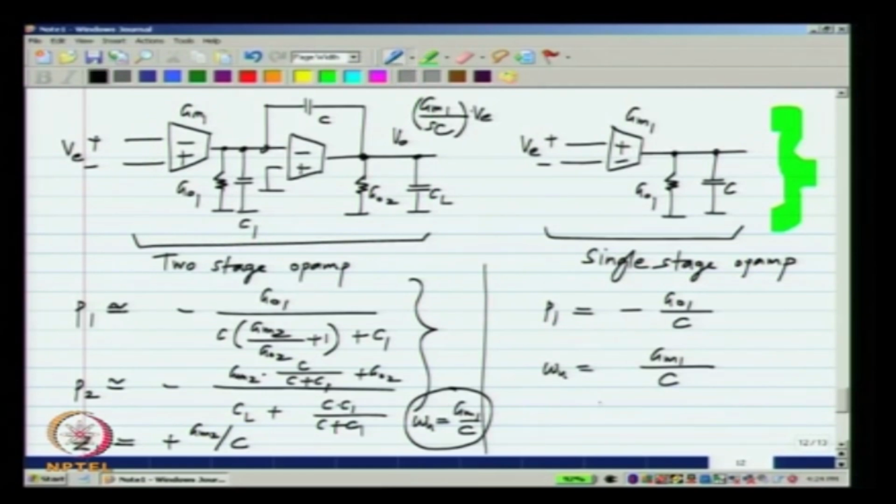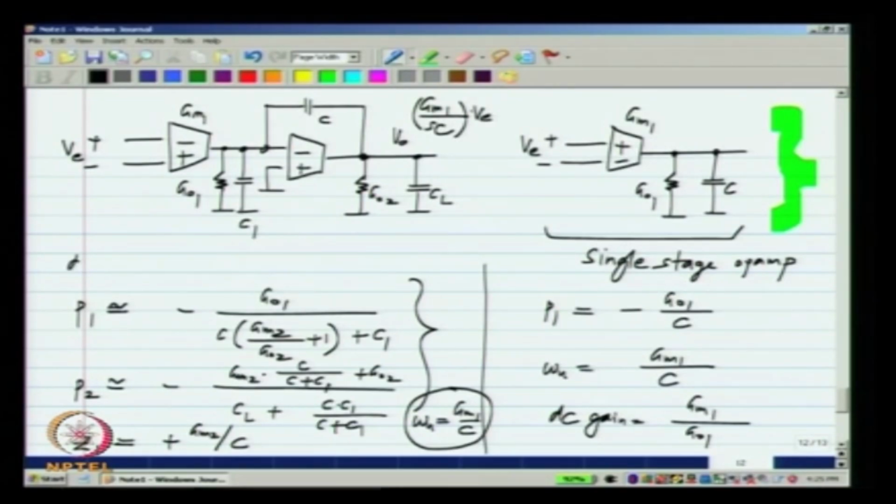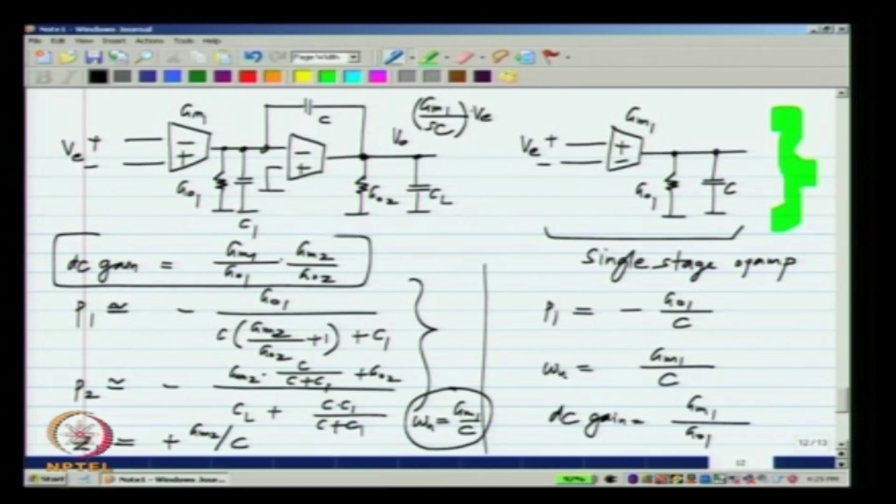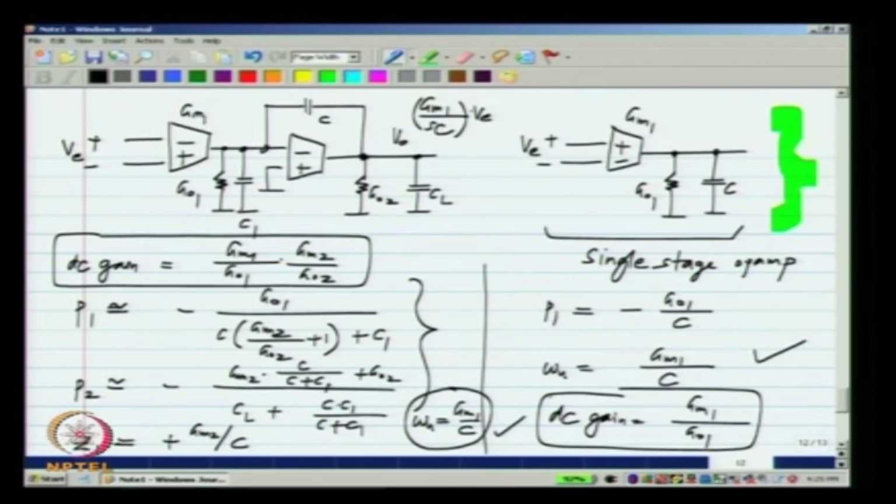The advantage of the 2 stage op amp is that the single stage op amp has a DC gain which is Gm1 by Go1, whereas the 2 stage op amp has a DC gain which is Gm1 by Go1 times Gm2 by Go2. Okay. So, the DC gain of this can be significantly larger than the DC gain of that one. Both have the same unity gain frequency, and this has a single pole, whereas this has multiple poles and zeros.